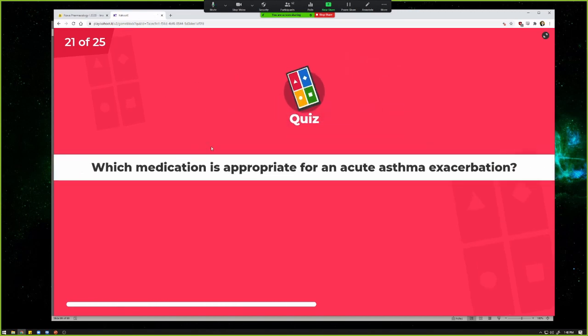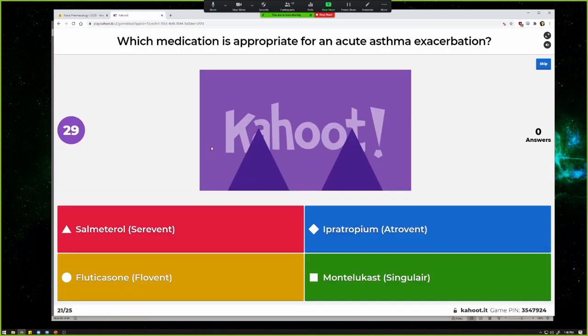Which medication is appropriate for an acute asthma exacerbation? What do you use? Salmeterol, ipratropium, fluticasone, or montelukast?